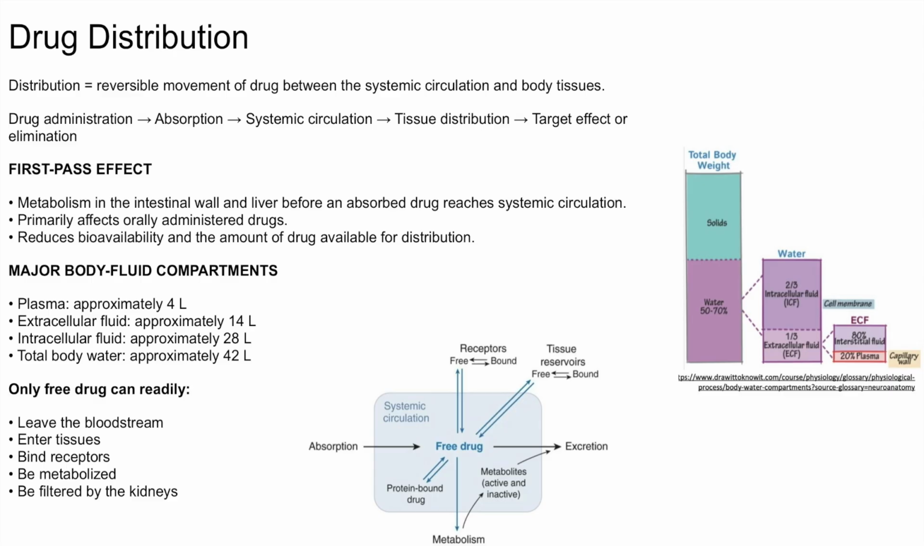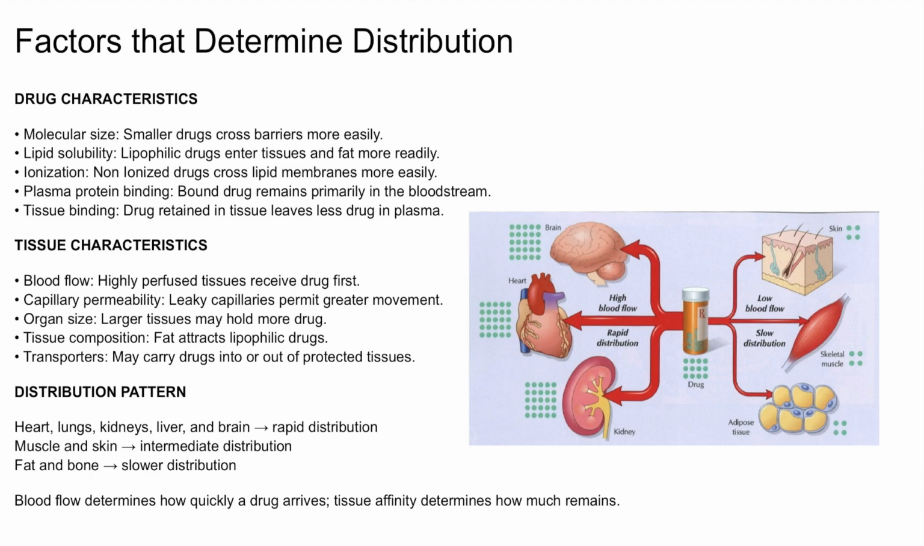Protein-bound drug generally remains within the circulation and acts as a reservoir. Only free drug, remember, can pass those membranes, produce the receptor effects, undergo metabolism, and be eliminated. First-pass metabolism reduces how much orally administered drug reaches systemic circulation and is therefore available for distribution. So distribution depends on characteristics of both the drug and the tissue.